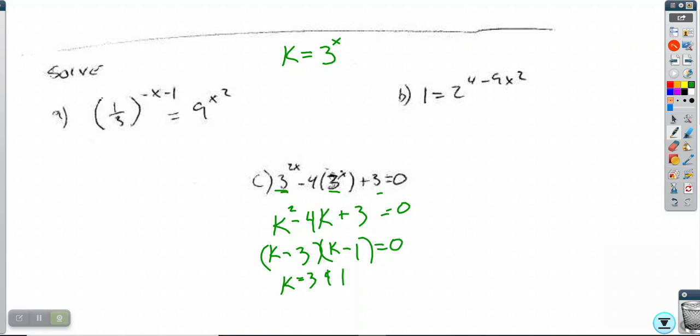Now, unfortunately, we're not done yet. Why? Because we don't want to know the value of k, we want to know the value of x. Since k is 1 and 3, we have 3 is equal to 3 to the power of x. What power of x would make this true? Clearly, x is equal to 1. For our other answer, we have 1 is equal to 3 to the power of x, so that means x has to equal 0, because anything to the 0 power is 1.